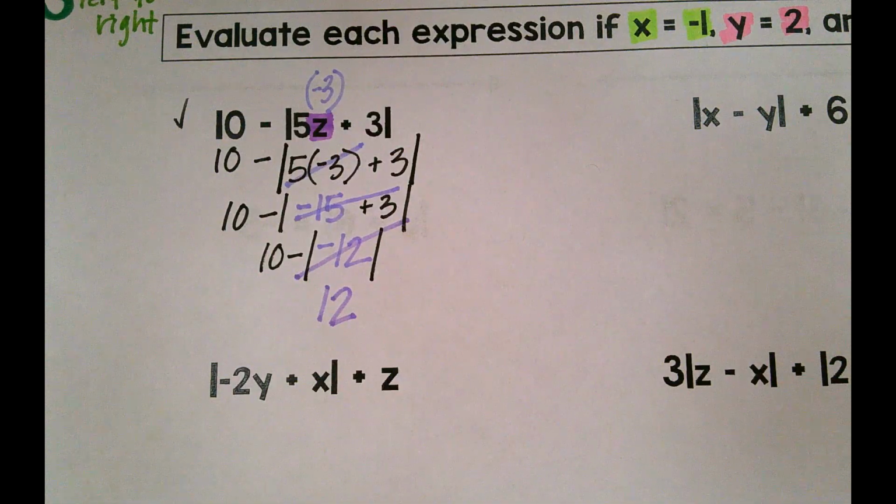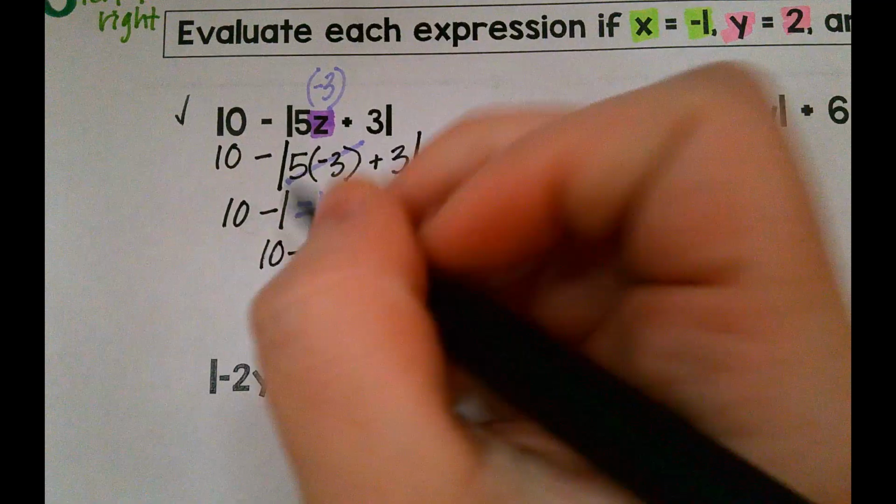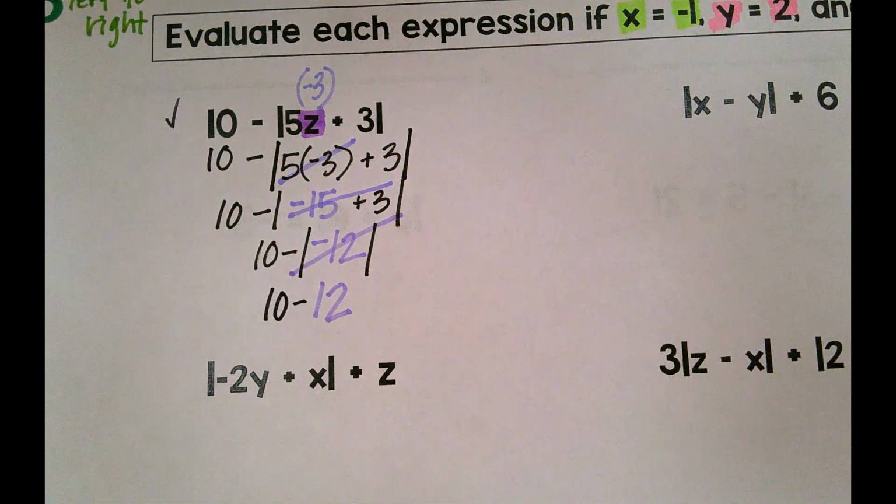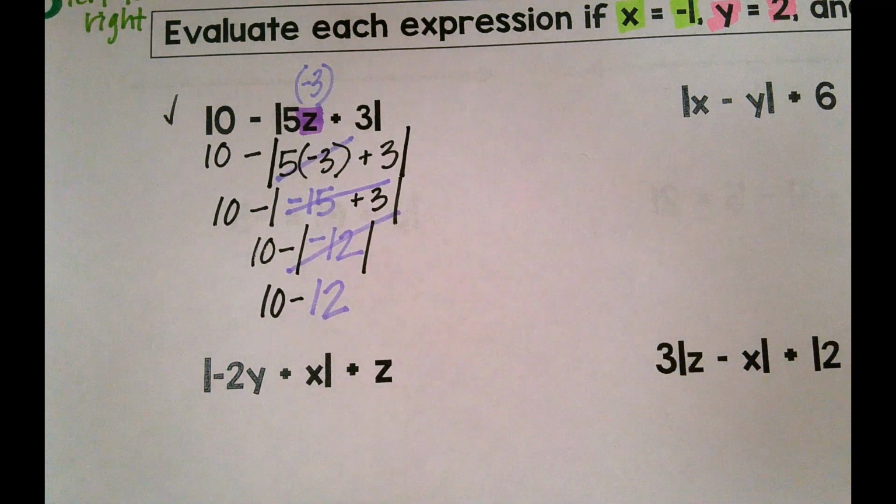Now you can do the math. And now what else comes down? 10 minus. So I got 10 minus 12, which is -2. Yes, that's our answer.